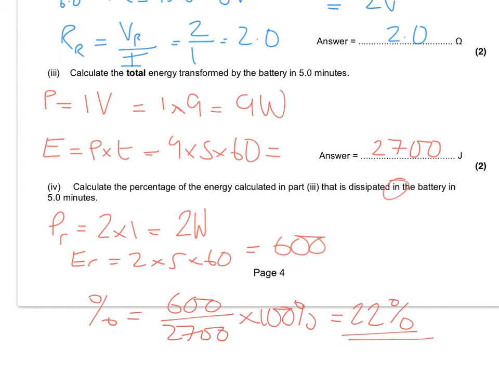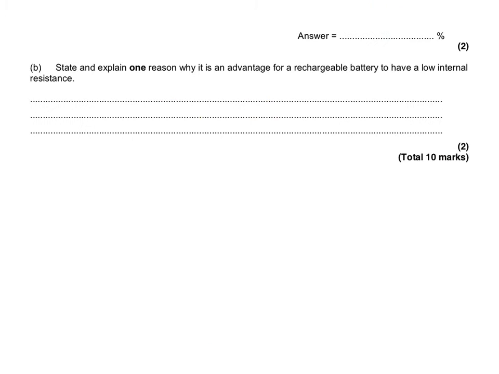The key thing, and the thing most people find difficult, is actually working out what it's talking about. So it's the energy dissipated inside the battery as a fraction. That's why you have that 600, and then you can convert to this part here. So let's move on to the next.